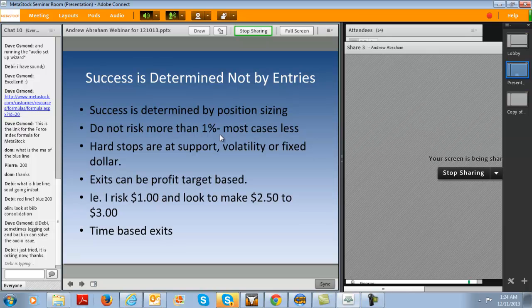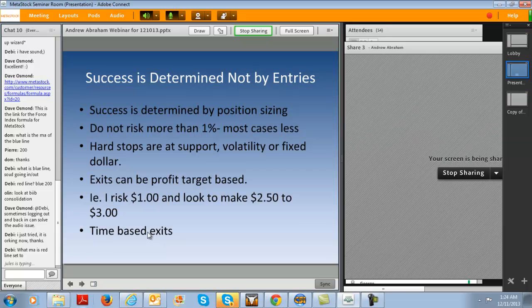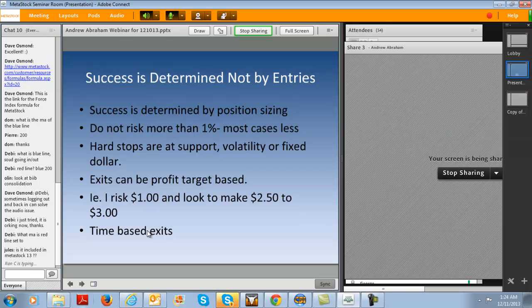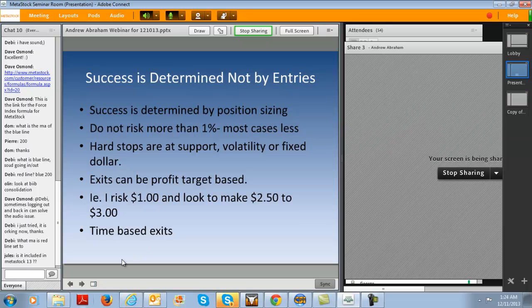The idea is, if I'm risking $1, I want to make $2.50 or $3. I'm also using time-based exits, which is part of this algorithm, this pattern recognition that I'm trading live, and it shows up on my blog every morning. You can look at it. It's free.